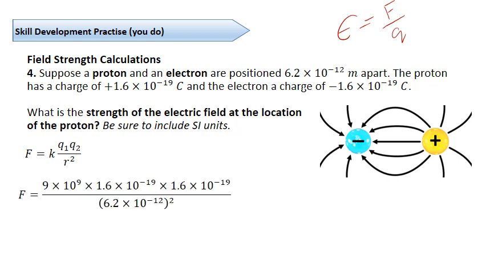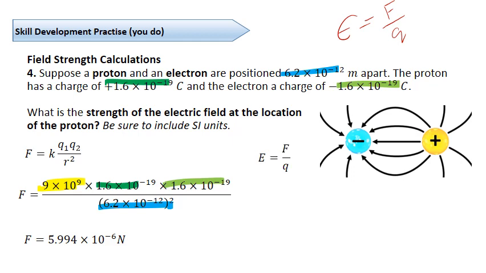Now in this equation, the values that I need are my constant K and my charges Q. Both of them have the same magnitude of charge, one's just positive and the other is negative. And then I've got my distance between them, 6.2 times 10 to the negative 12 meters apart. My force I work out to be 5.994 times 10 to the negative 6.